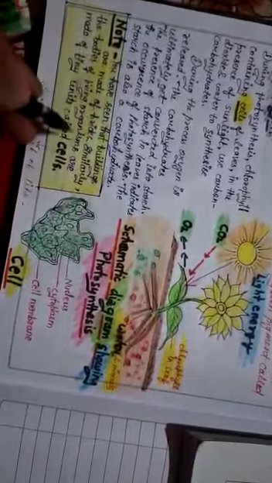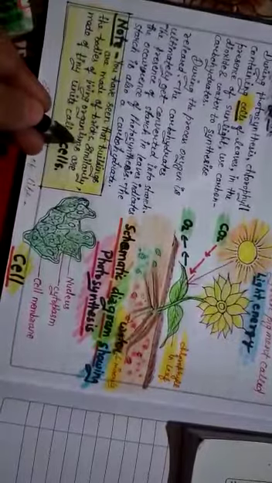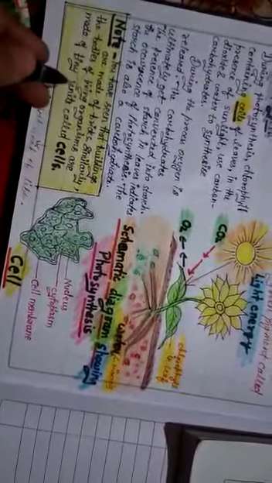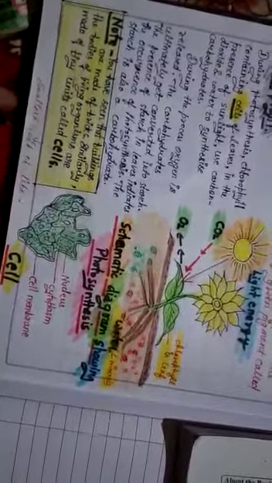Similarly, the bodies of living beings, in the sense plants or animals, are made of tiny units called cells. Cell is the smallest unit of life.